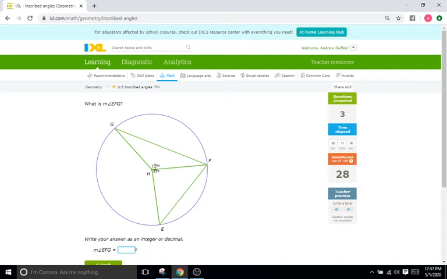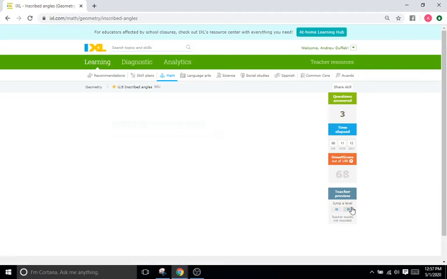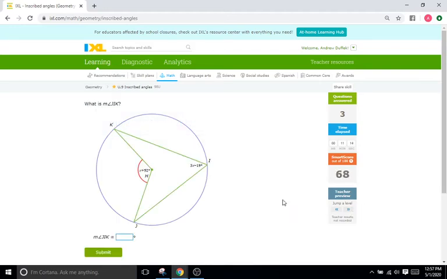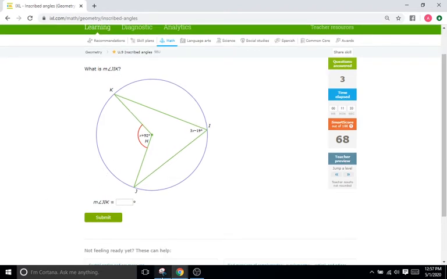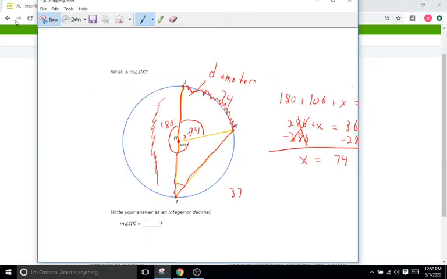So for this problem, it's asking for E, F, and G. We'll skip this problem. It seems similar to the other ones. Okay. Same type of problem except with algebra. I'll do the algebra one right here.